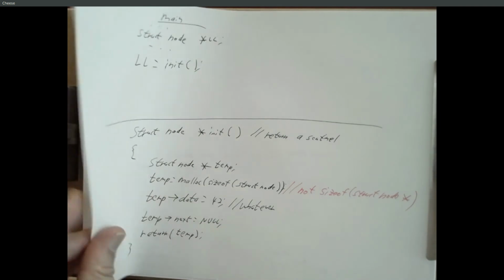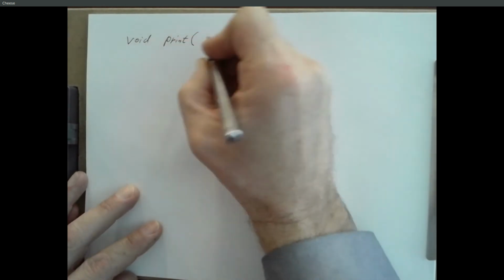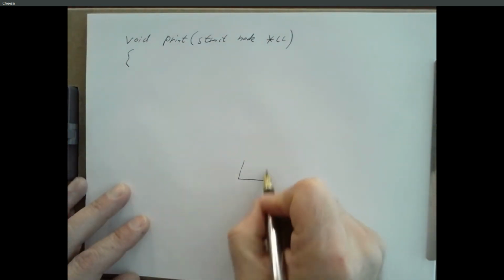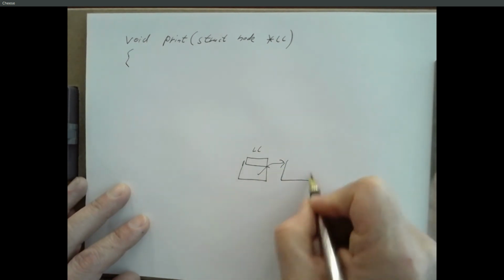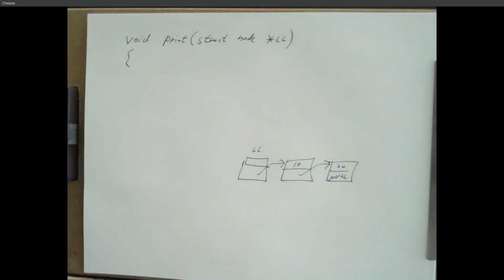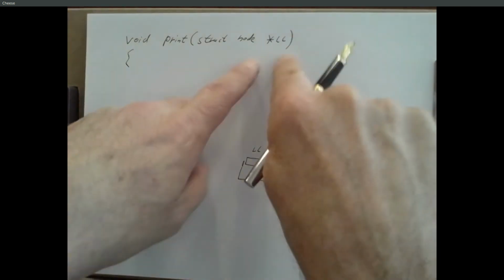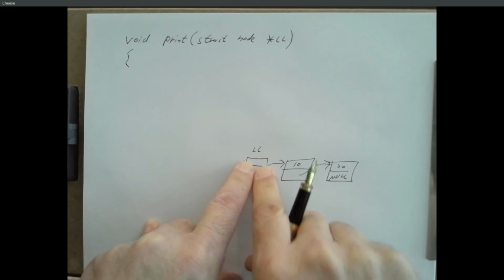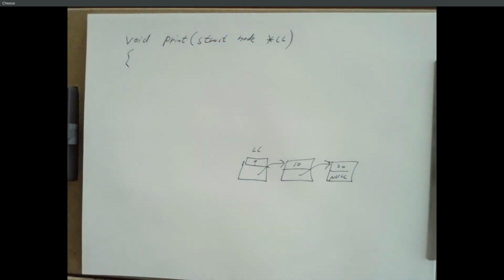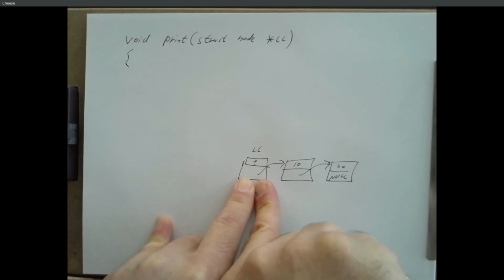Okay, so let's do our print function now. So LL is a pointer to a struct node. And print doesn't have to return anything. So there's a short list, 2 nodes in it. So LL is the sentinel node. So we don't want to print the data field because the data field is not actually part of the list. The first node of our list is LL, whatever the next field is.